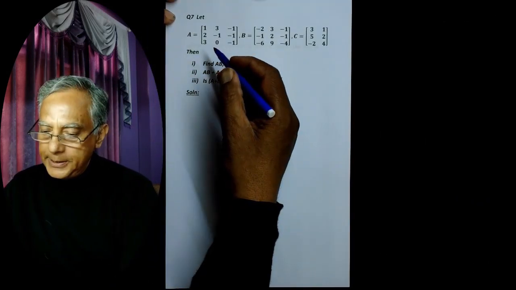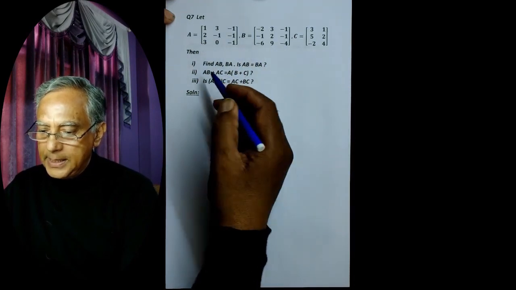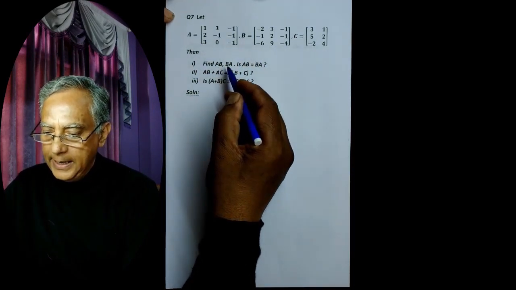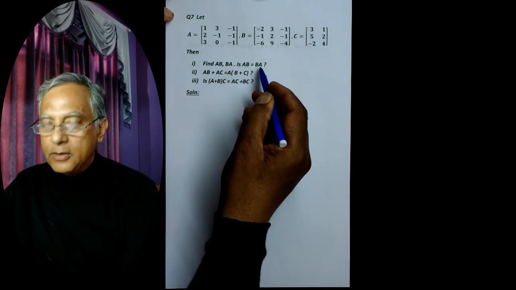Now next question is, we are given these 3 matrices and we have to find AB, BA and verify is AB equal to BA.